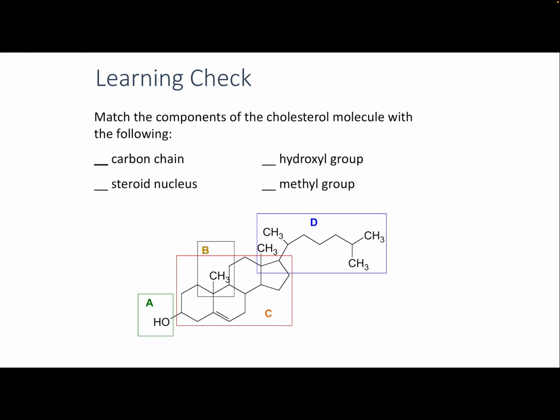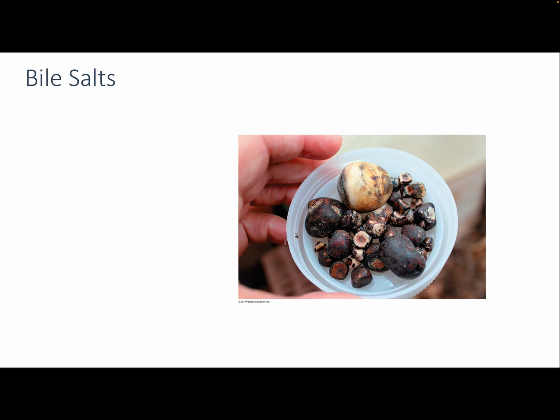Quick learning check. Match the component of the cholesterol molecule with the following: find the carbon chain, the steroid nucleus, the hydroxyl group, the methyl group. Shouldn't be too difficult here. Hopefully that was pretty straightforward. Again, we're just identifying the different parts of this steroid molecule. Now that was cholesterol. Let's look at something else.